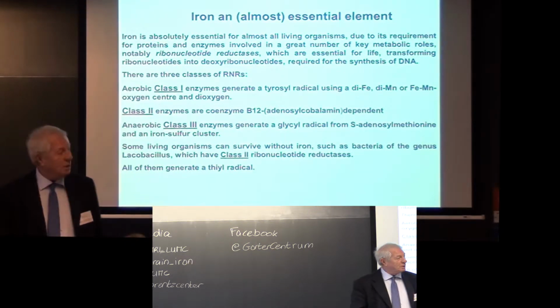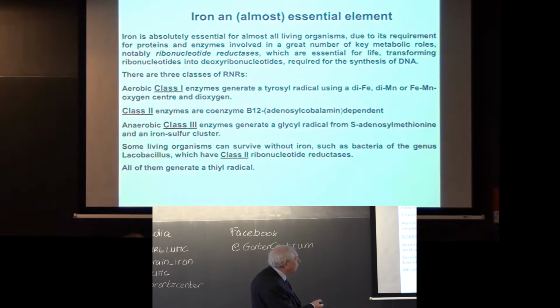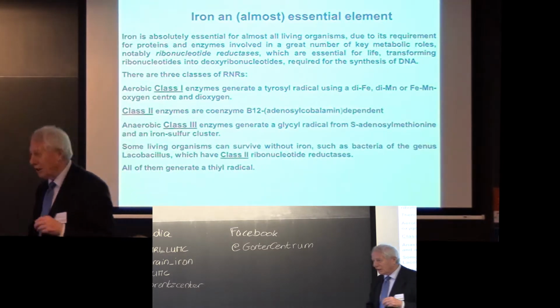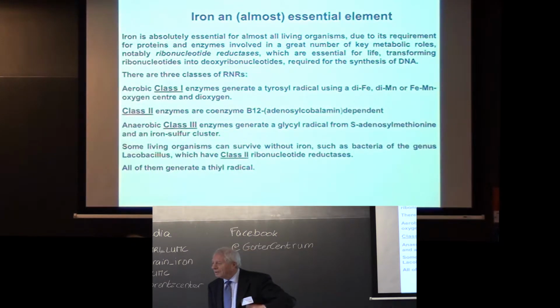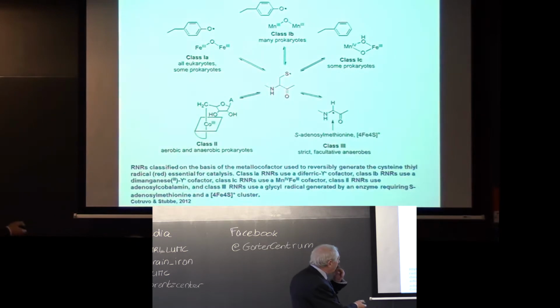Lactobacilli have developed, in fact, the most important enzyme in iron chemistry: the ribonucleotide reductases, which convert ribonucleotides to deoxyribonucleotides, essential for making DNA. You can't make DNA, you can't make an organism that can reproduce itself. But whereas all of the class 1 and class 3 enzymes are in fact iron-based, the class 2 enzymes are in fact cobalamin-based, so they're cobalt-based. They all generate a thiol radical. This is the way in which they do it.